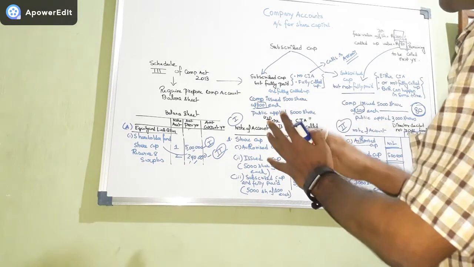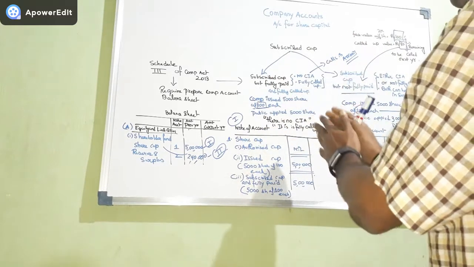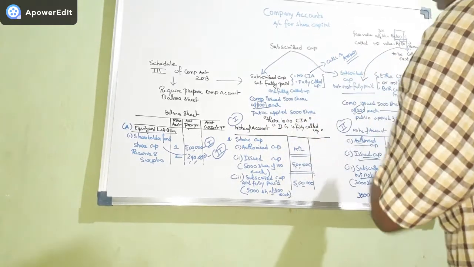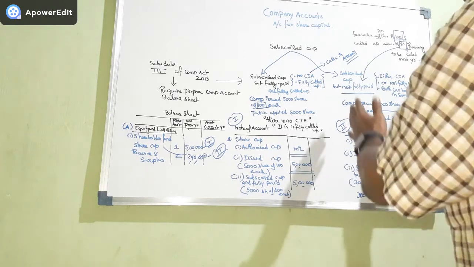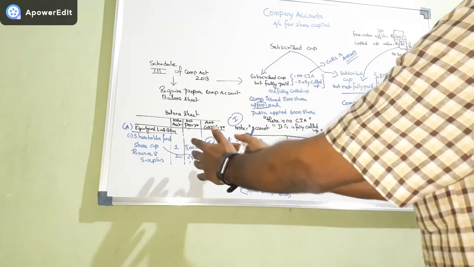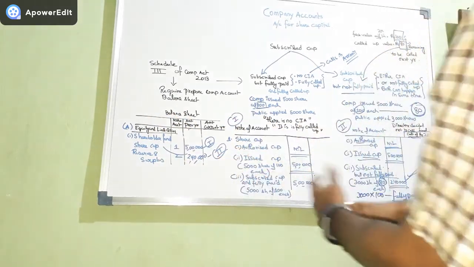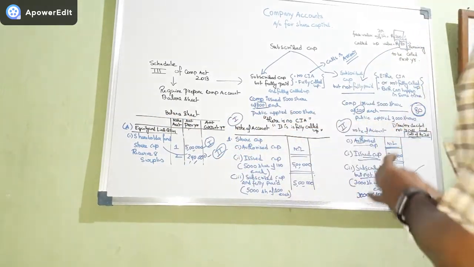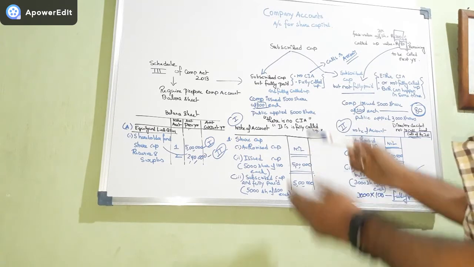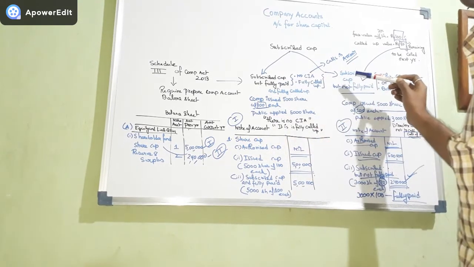So this is subscribed capital fully paid, and subscribed capital not fully paid. As you are required to show these things, you have to transfer this value to the share capital. This will remain fixed. All the changes will happen in the note of accounts according to the situation, whether it is fully paid up or not fully paid up.